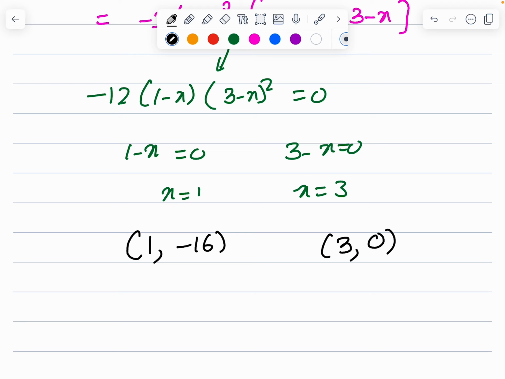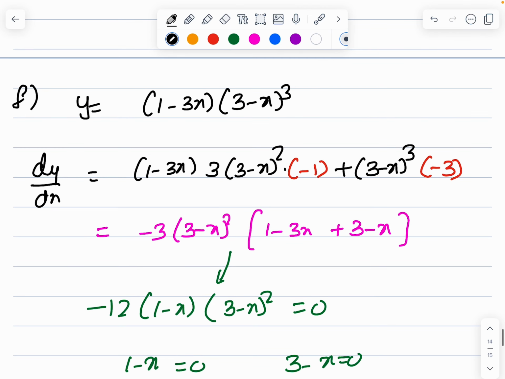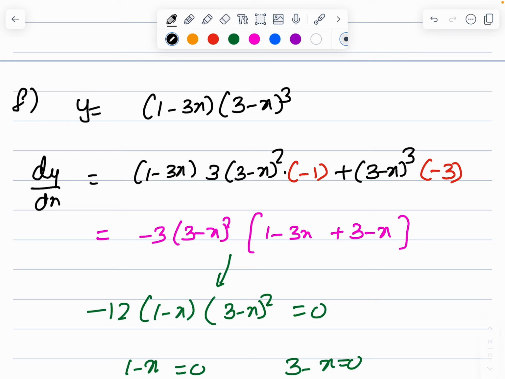These are some types of questions based on the product rule for finding the stationary points and the values of the slopes. So in the next video, what are we going to do? We will continue with equation of a tangent, equation of a normal, and some graphical questions we will be doing in the next video.